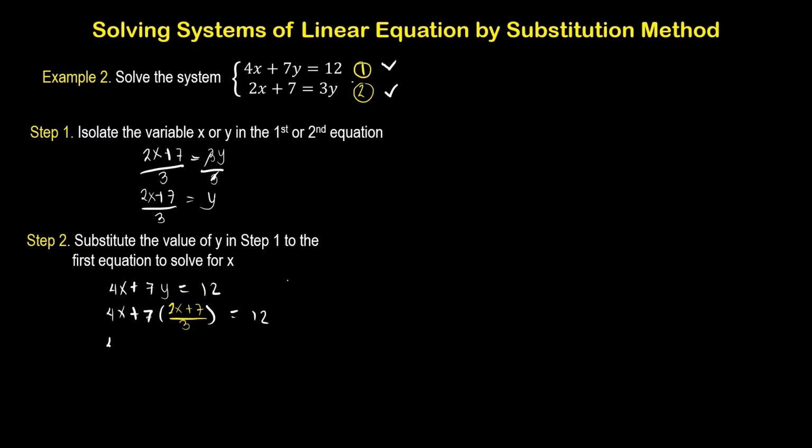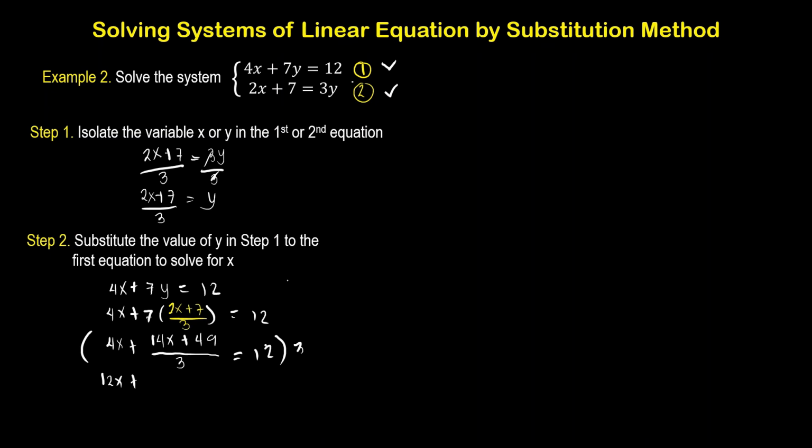So, we have 4x plus, we need to distribute this one to the numerator. So, we have 7 times 2x is equal to 14x. Then, 7 times 7 is equal to positive 49, then over 3. Equal to 12. Now, here we have the fraction. So, to get rid of the fraction, ang gagawin lang natin is to multiply the entire equation by 3. Okay? So, that means we need to distribute 3 to the entire equation. So, 3 times 4x, this is equal to 12x.